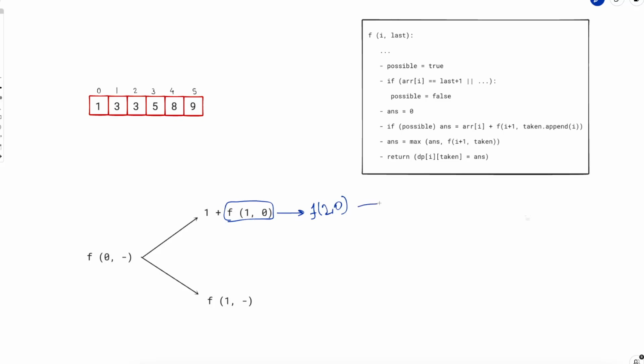And in similar fashion, you already know that when you try out f of 2 comma 0, you will be sent to f of 3 comma 0 because of the same reason, because the value at 2 is also 3 and 3 is something which is not possible because I have taken 1 already, right?